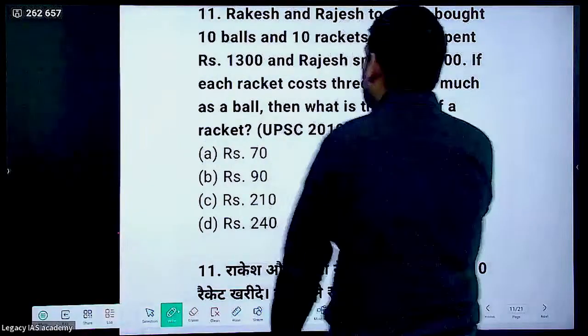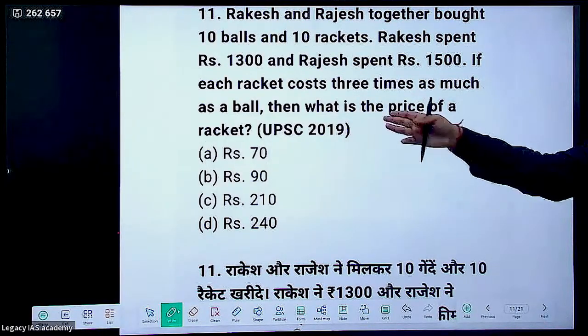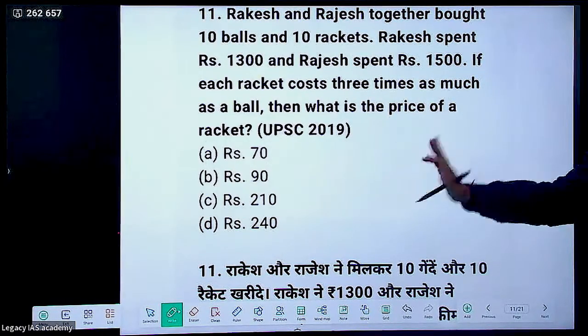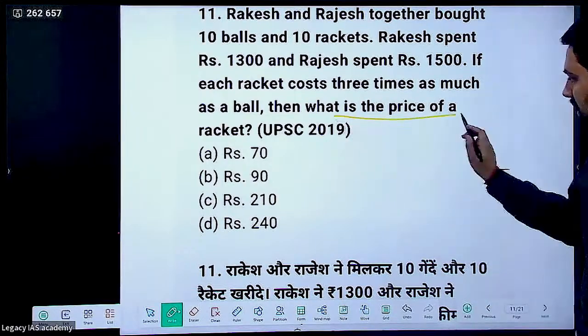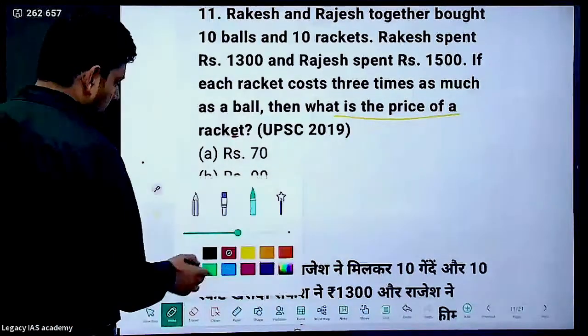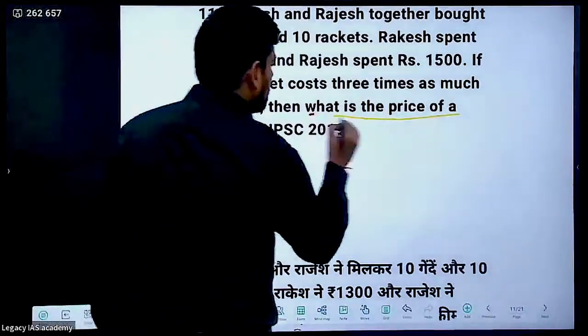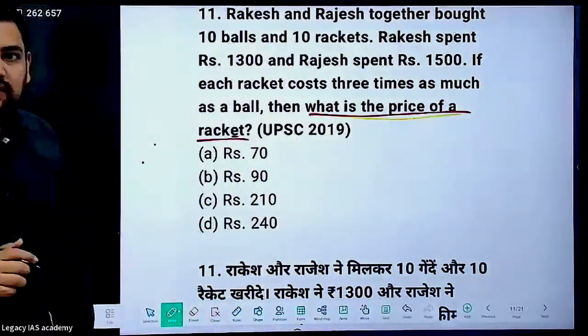It says that Rakesh and Rajesh together bought 10 balls and 10 rackets. Rakesh spent this much, Rajesh spent this much. If each racket costs 3 times as much as the ball, then first thing, what is the price of a racket? Now, what is the price of a racket?